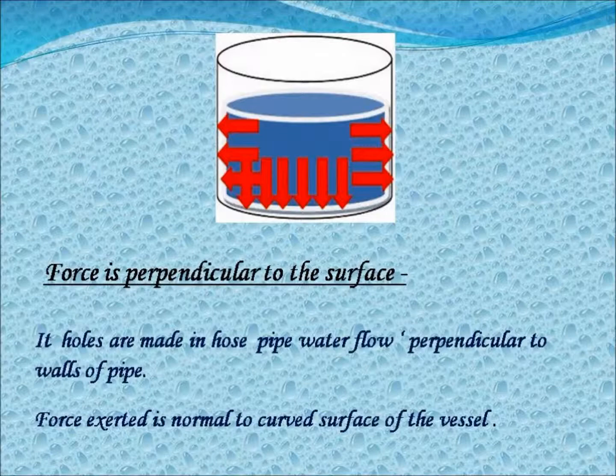Now, as there can be no tangential component, only the normal component is present. Therefore, the total force is due to this normal component. Thus, we can say that force is perpendicular to the surface of the container in which the liquid is present.